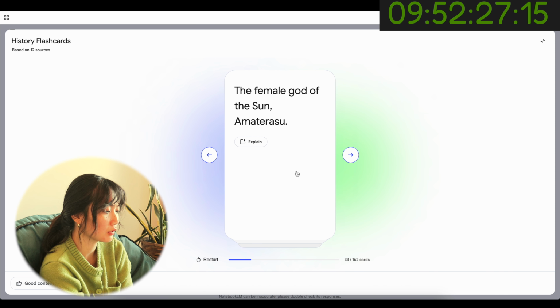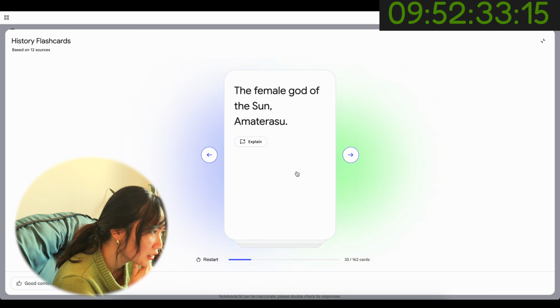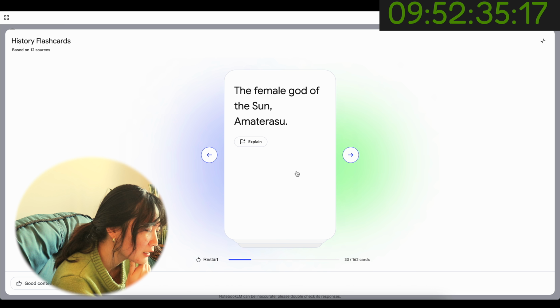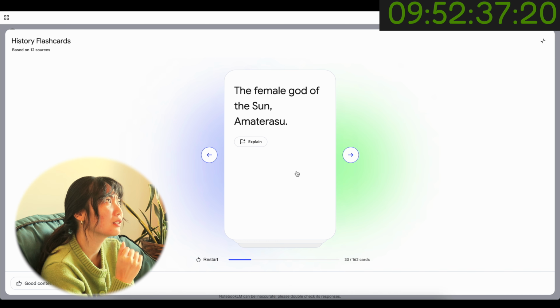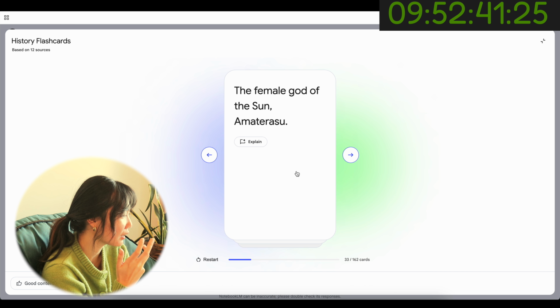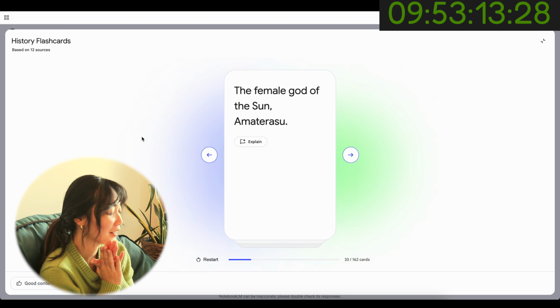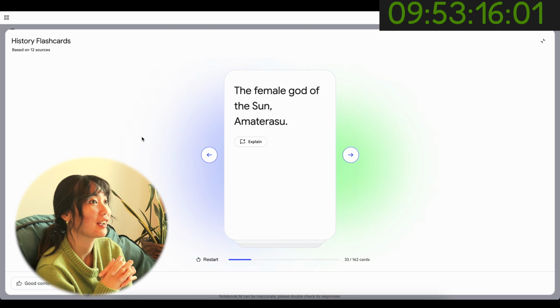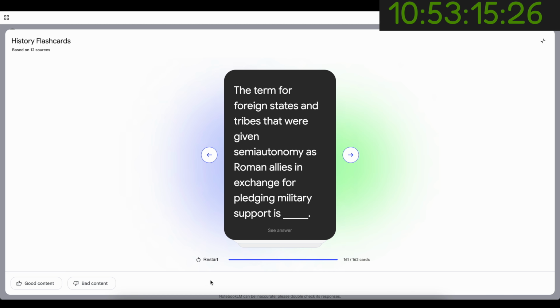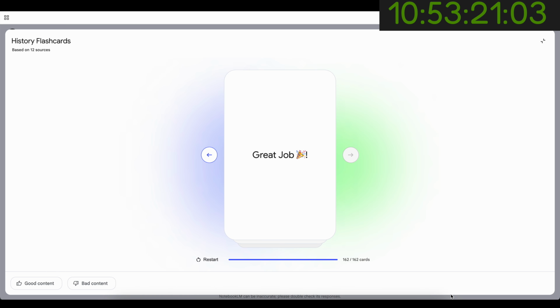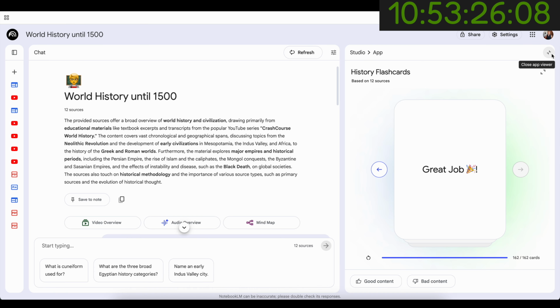No, that's a lot. Amaterasu. Why does that sound familiar? Wait, isn't that in an anime? Is that Sasuke? It is! Okay. I definitely would remember this more now that I have that. I reviewed the mind map and historical timeline, and then I did the flashcards a couple more times.